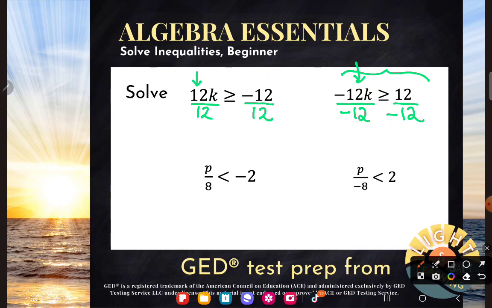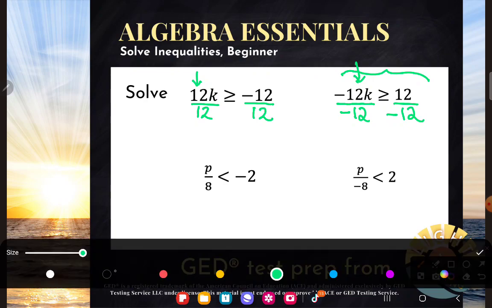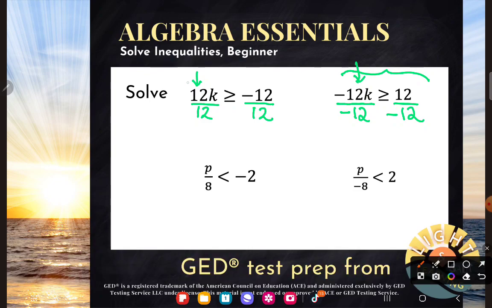Now let's look at what our new equivalent inequalities will be. Multiplying by 12 and dividing by 12 are opposites. They cancel. I get k. That's the left-hand side. And on the right-hand side, negative 12 divided by 12 is negative 1.